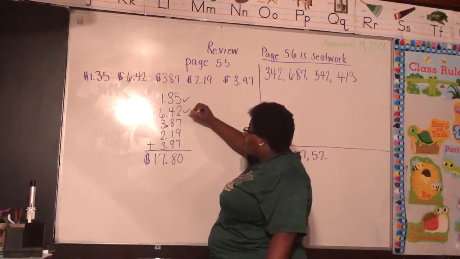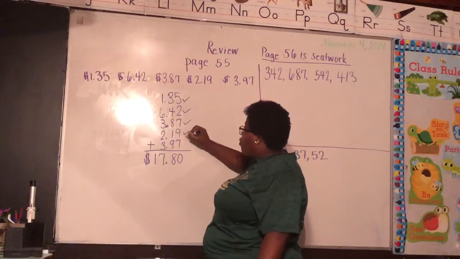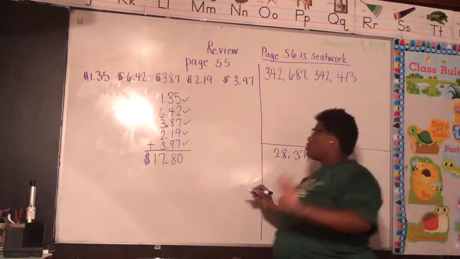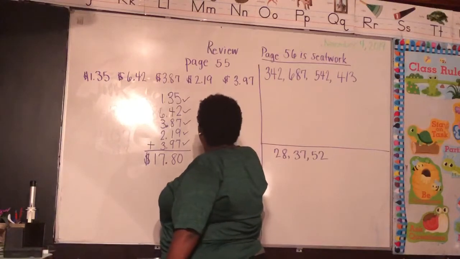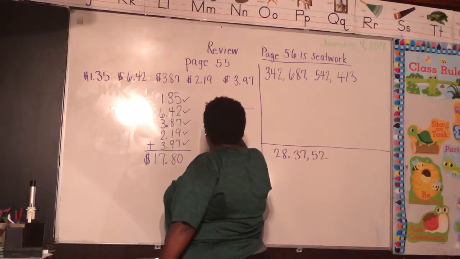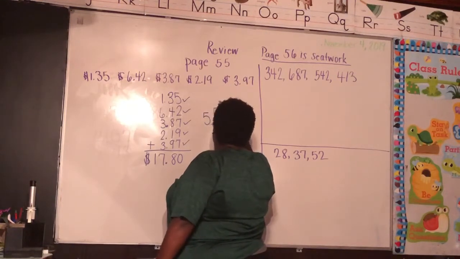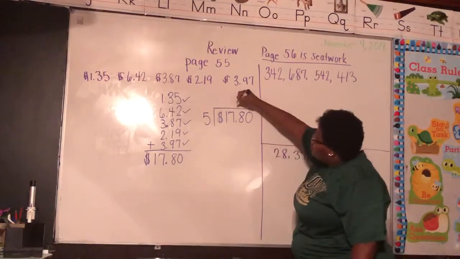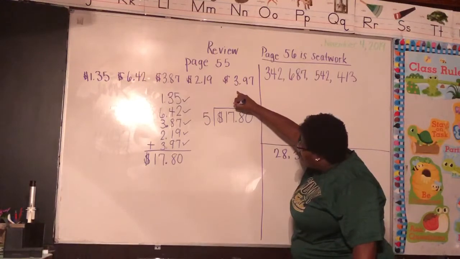1, 2, 3, 4, 5. There's 5 sets of numbers, so you're going to divide by 5. And we already did, before this break, division with decimals. So remember, I told you to bring that decimal straight up.